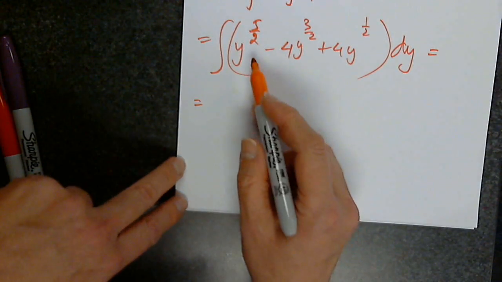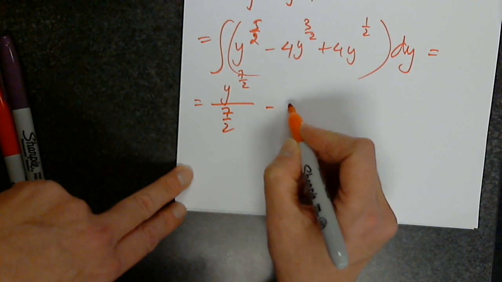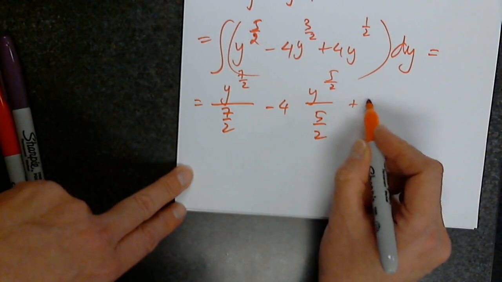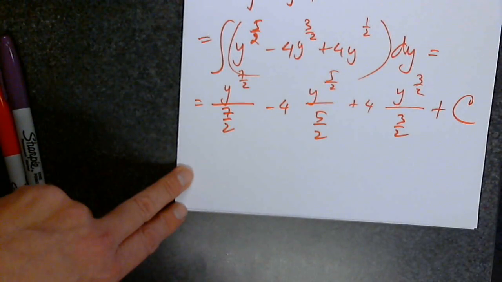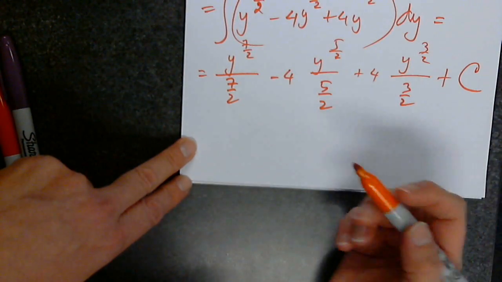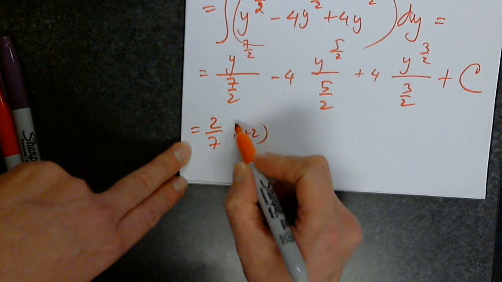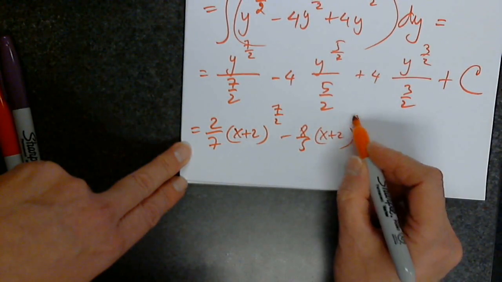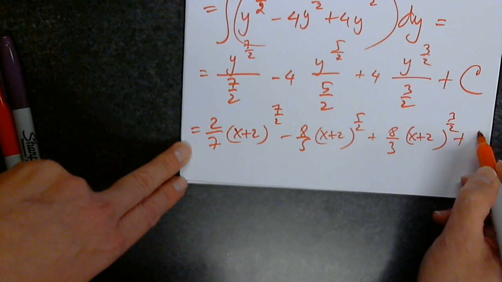Okay, so then I have y to 5/2 plus 1, which is 7/2. Y to 7/2 over 7/2 minus 4 y to 5/2 over 5/2 plus 4 y to 3/2 over 3/2 plus a constant c. I flip all these and I have to replace y by 2 plus x. So this is 2 over 7, and I have x plus 2 to 7/2 minus 8 over 5, x plus 2 to 5/2 plus 8 over 3, x plus 2 to 3/2 plus a constant c.